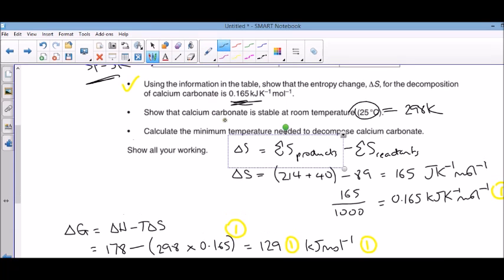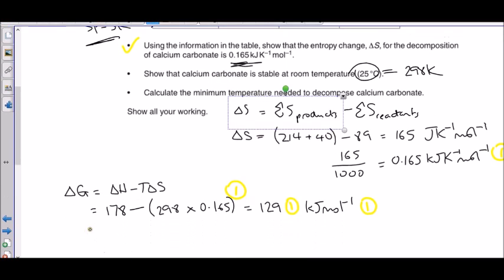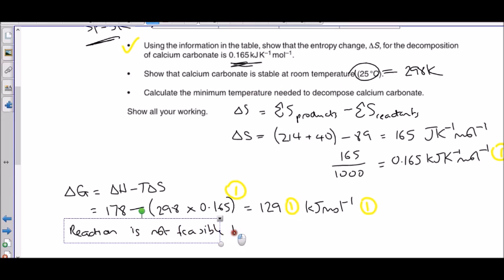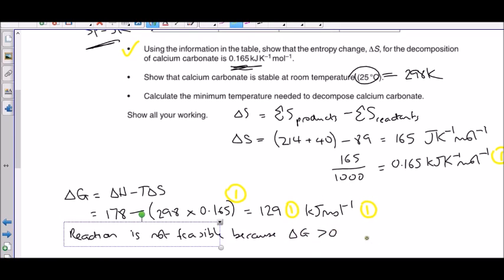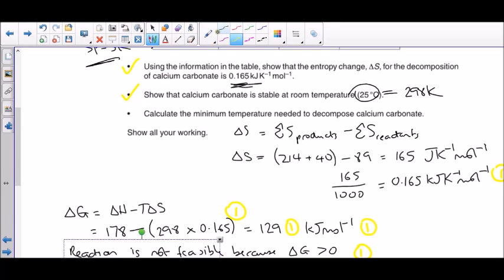Then we need to show that it's stable, so we need to say that the reaction is not feasible because delta G is greater than 0. And we get a mark for that, so we're on 5 so far. So now we can tick that we've done that.